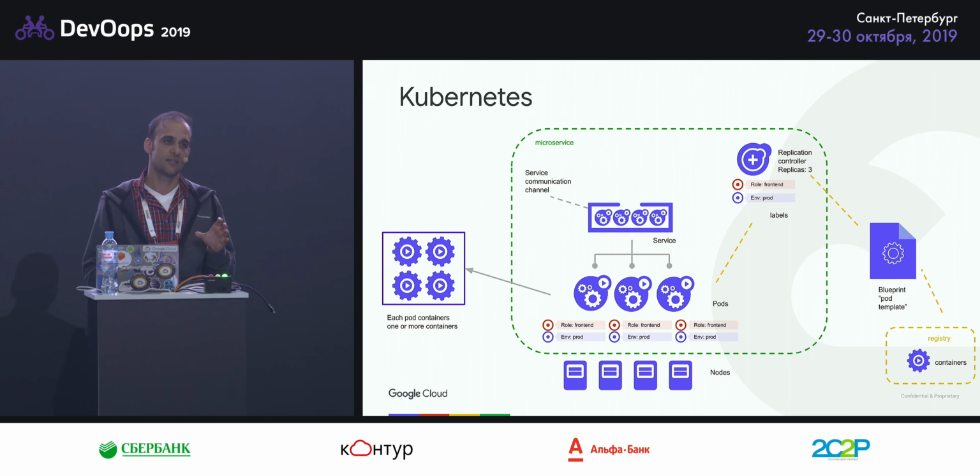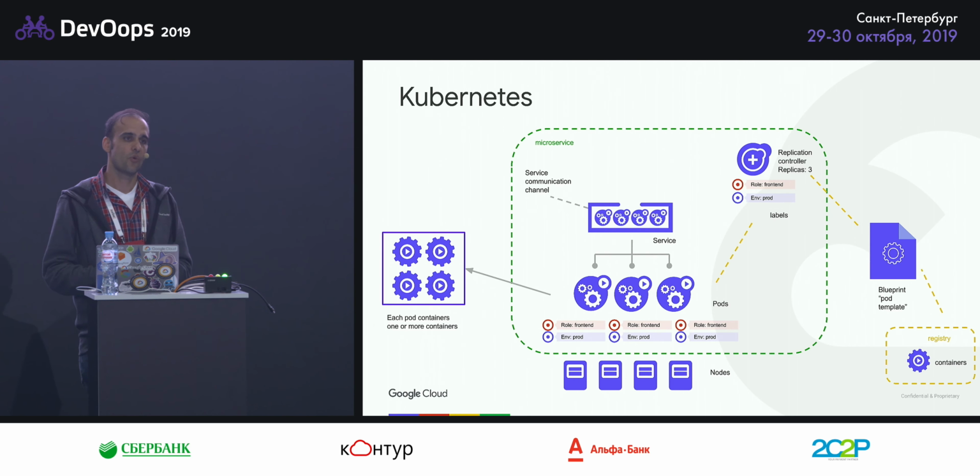Now, in Kubernetes, you don't schedule containers, you schedule what's called pods. A pod is typically a single container, but it can be multiple containers scheduled together. So you create this pod template that defines what you want to be scheduled in Kubernetes.